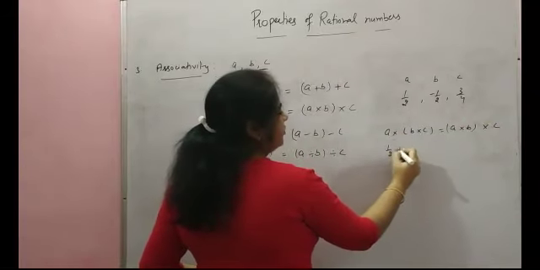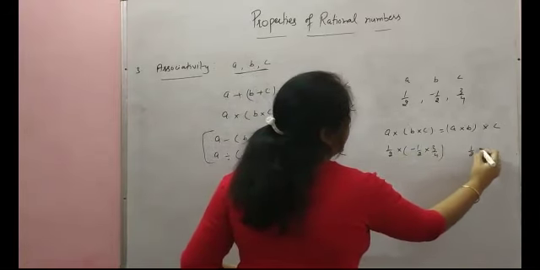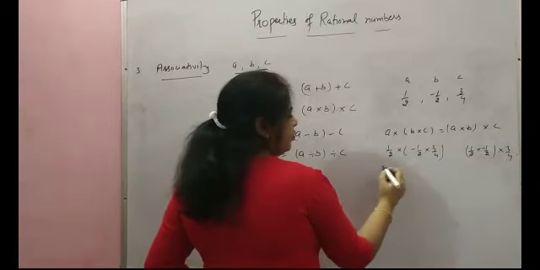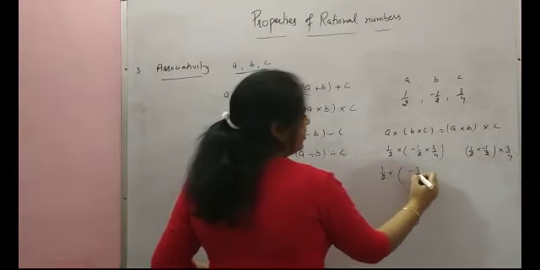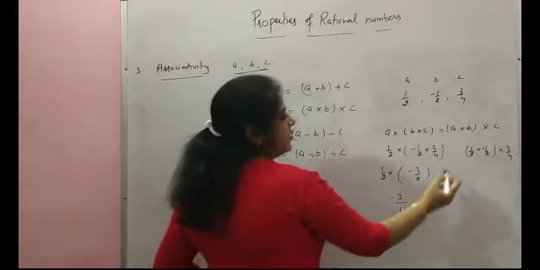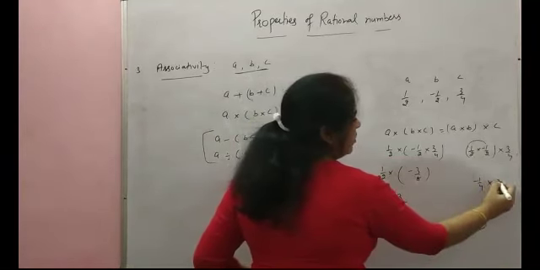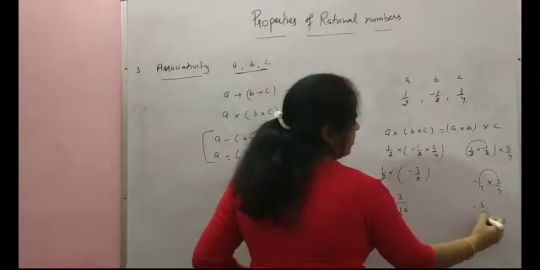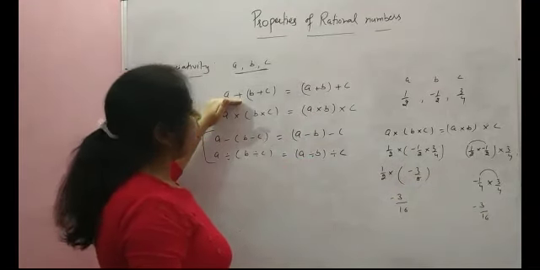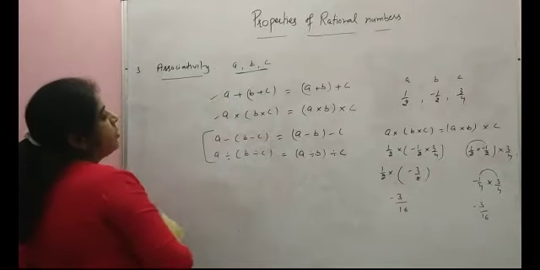If we multiply them in any order, the answer will always be the same. See, here we take 1 by 2 and minus 1 by 2 first. Then multiplying these two first, what would the answer be? Minus 3 by 8, and then multiplied, the answer is minus 3 by 16. Here we multiply the other two first, and the answer is minus 1 by 4. Then we solve with this, and the answer is the same. So when we multiply or add 3 or more rational numbers in any order, the answer will always be the same. This is called associativity.